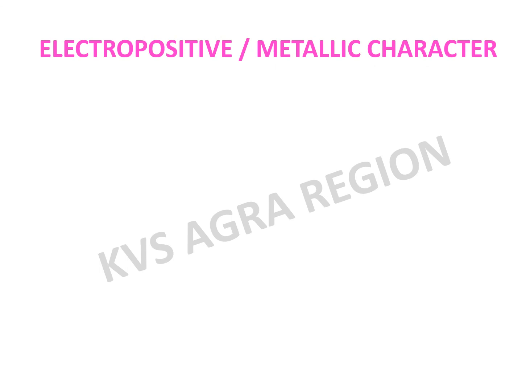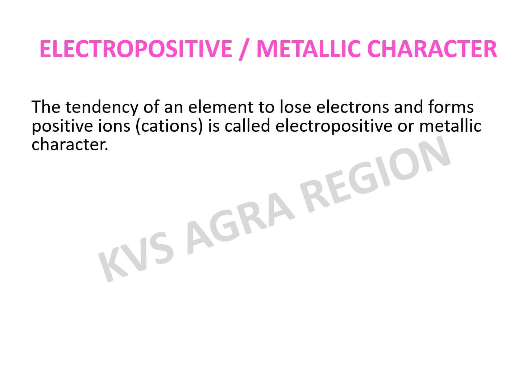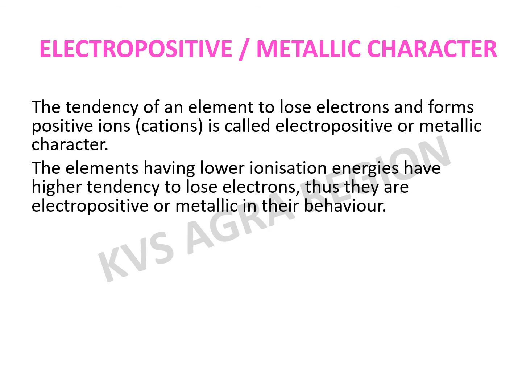Electropositive or metallic character. Tendency of an element to lose electrons and form positive ions is called electropositive or metallic character. This character depends upon ionization enthalpy. The elements having lower ionization enthalpy or energies have higher tendency to lose electrons. Thus, they are electropositive or metallic in their behavior.